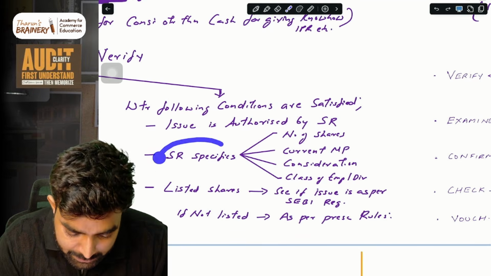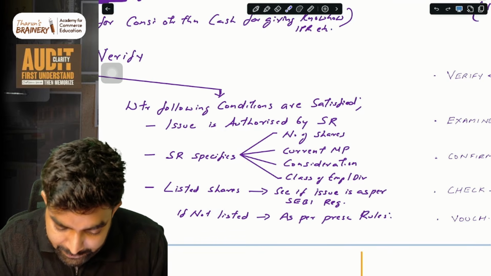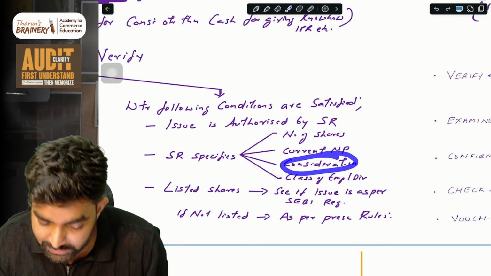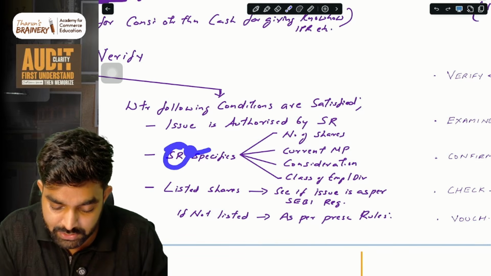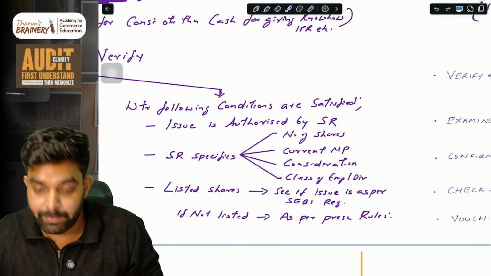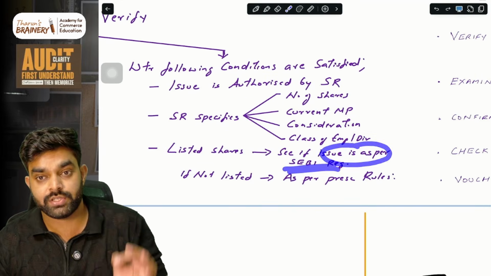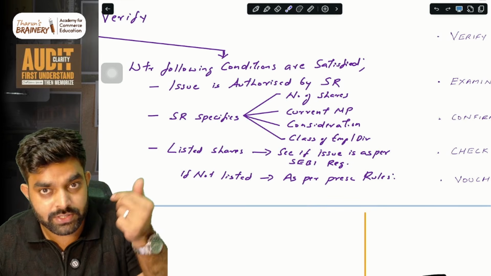Then you have to see whether this special resolution specifies the number of shares to be issued, the current market price of the share, the consideration received, and the classes of employees or directors. Whether this special resolution specifies these things, you have to keep in mind. Then for listed shares, see if the issue is as per the SEBI regulations. If it is a listed share, make sure the sweat equity share issue is as per SEBI guidelines.